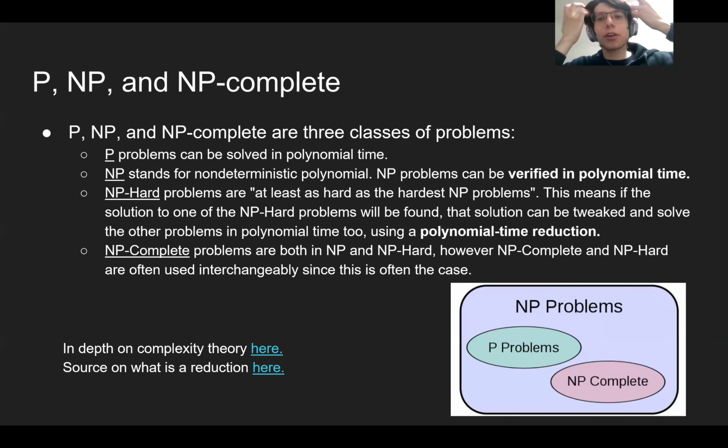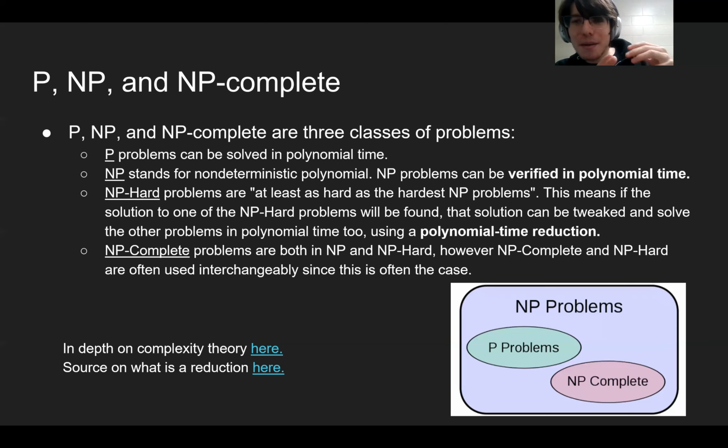NP hard is the set of problems that are at least as hard as the hardest NP problems. NP hard includes NP complete, which we'll talk about in a second, and the thing about NP hard is that it can include more things than NP. Because any NP hard problem is at least as hard as the other NP problems, if you can come up with a solution for any NP hard problem that runs in polynomial time, you can use it almost like an oracle.